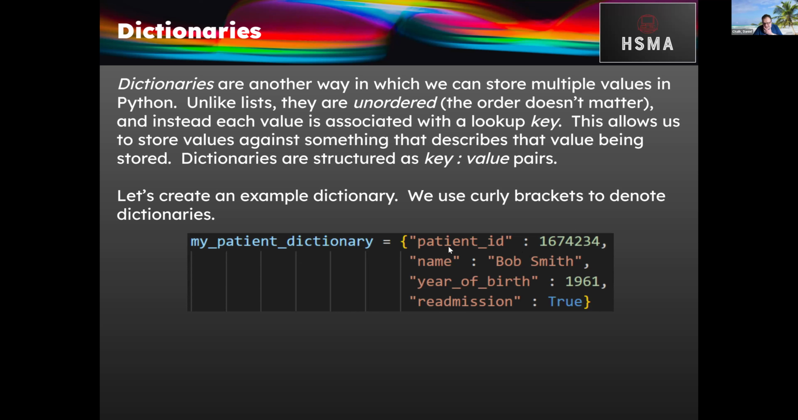And I've got here the value that comes before the first part of each pair, before the colon, is the lookup. That's what the name of the thing is, a bit like a kind of variable name that you're giving to the value. So it describes the associated value. So here I've got patient ID, and then a colon, and then after the colon, the value. So patient ID is this. Name is Bob Smith. Year of birth is 1961. Readmission is the Boolean value true. Okay, so you can see how these will be very useful for a lot of the things that you do.